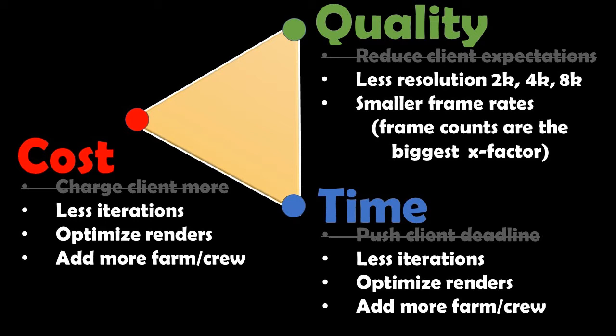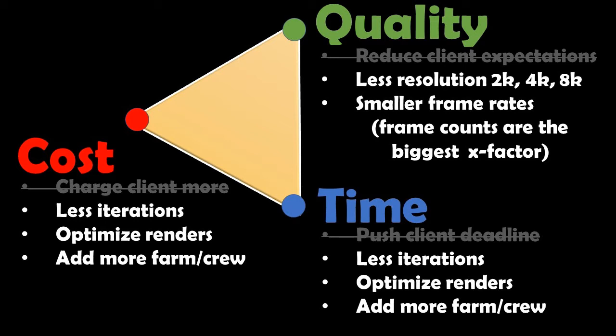Time. Well, if you want to try to reduce the time, you can do fewer iterations. You can optimize the render so that you're using fewer minutes per render, or you can add more farm and crew so that you can get more done in the same amount of time. With cost, it's kind of a similar thing. It's the opposite end of the coin. You can do fewer iterations to reduce the cost. You can optimize those renders, or you can add more farm and crew.